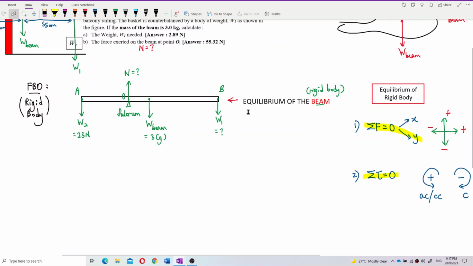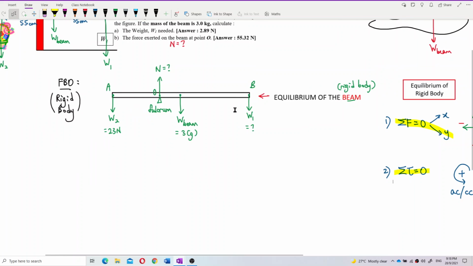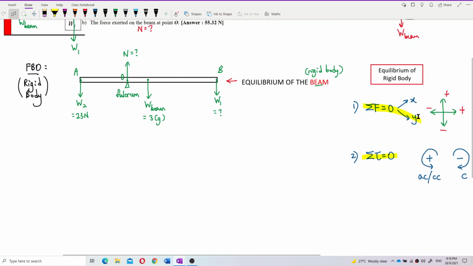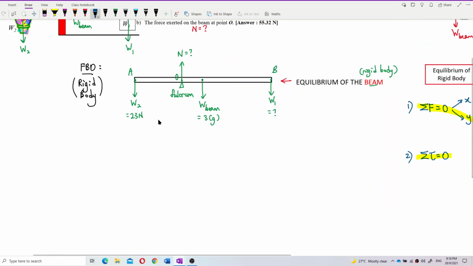Okay? So let us do it here. We can make tables, but for this case, this is a simple example, so the table is not necessary. So okay, we can use, because no x component, only y component, the first formula. Because this is equilibrium. So total Fy, this is the y component. Total Fy will be 0.